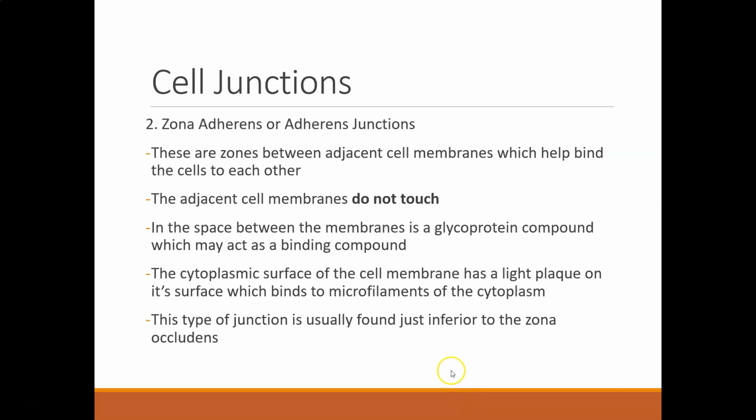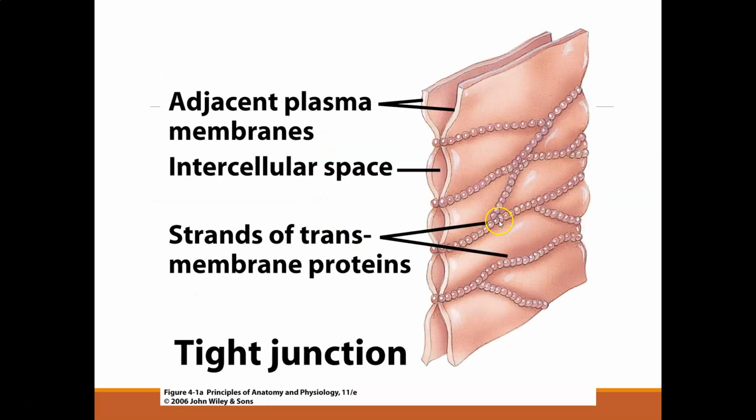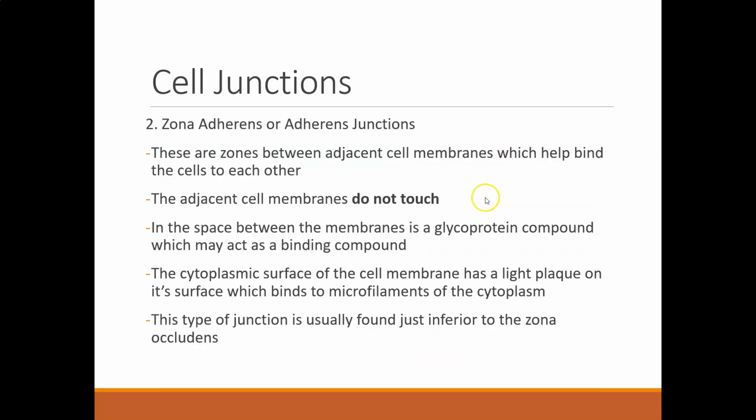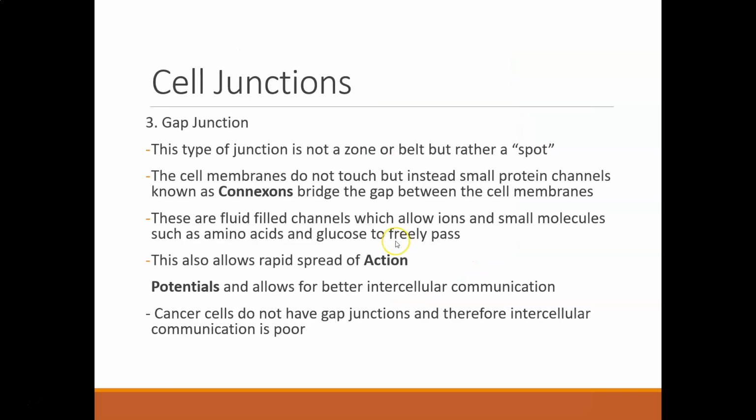Again, the cytoplasmic surface of the cell membrane has a light plaque on its surface, which binds to microfilaments of the cytoplasm. This type of junction is usually found just inferior to the zona occludens. So we have this waterproof type here of the tight junction or the occludens, and then we have the adherens junctions, which again provide the glue and hold the cell membranes together, but the membranes do not touch.